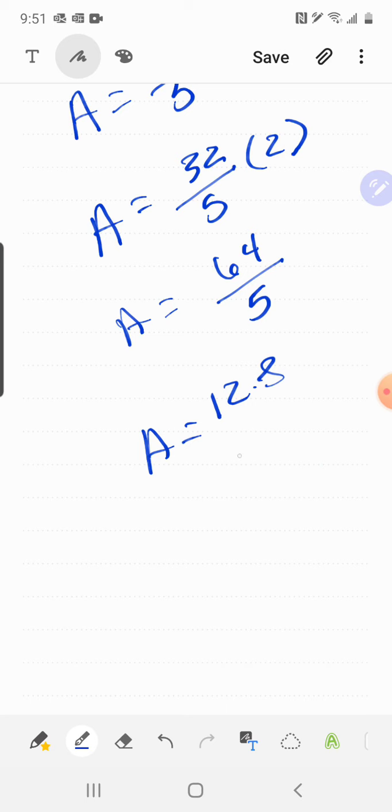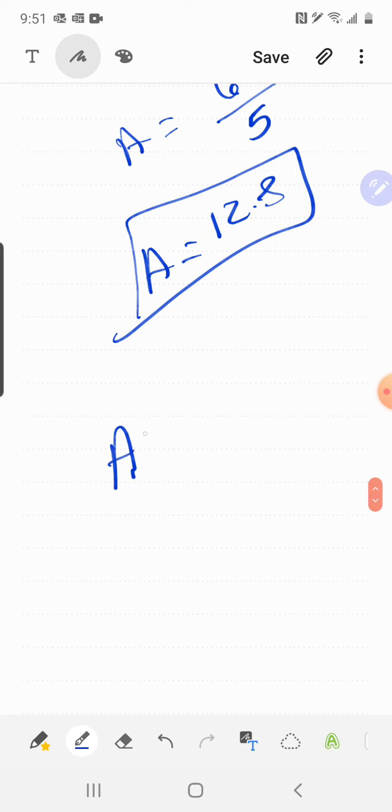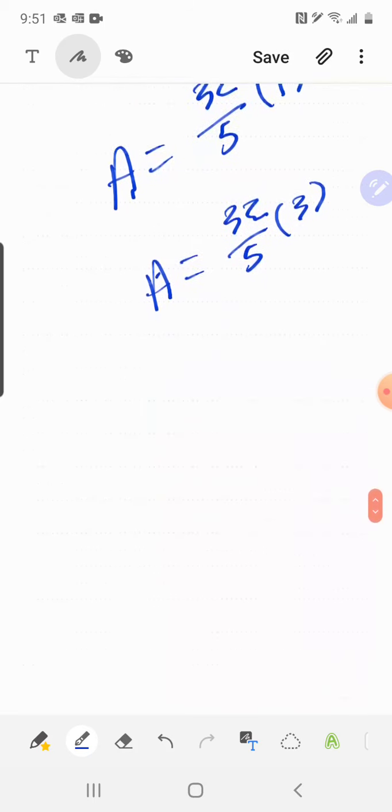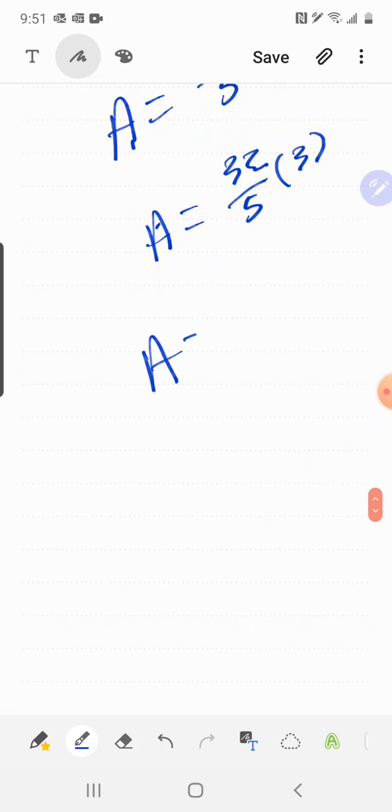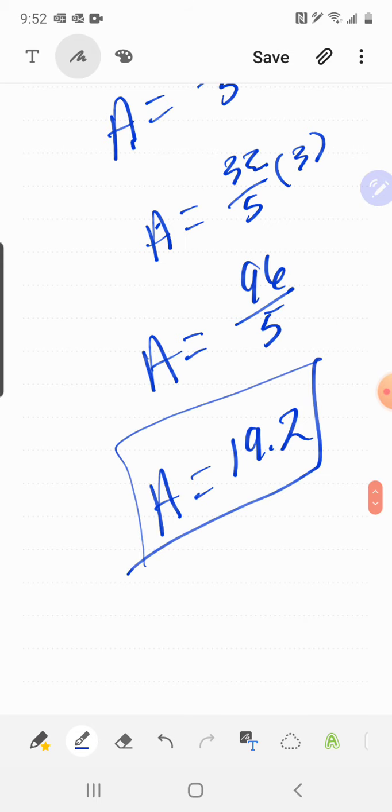All right, I'm going to do one more. And this one is going to be at 3 minutes. So I got A is equal to 32 divided by 5 times t. And I got A is equal to 32 divided by 5 times 3. Now I need to take 32 times 3. So I get A is equal to 96 divided by 5, which is going to give me 19.2. All right, that's that.